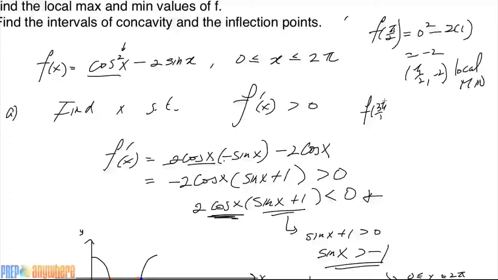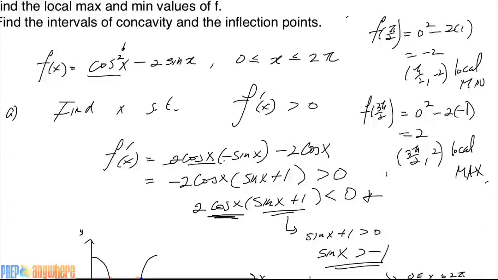3 pi over 2. What's cosine of 3 pi over 2? Still 0. Good. What about sine? It's actually negative 1, so it's going to be positive 2. So at 3 pi over 2 and 2, this is a local maximum.